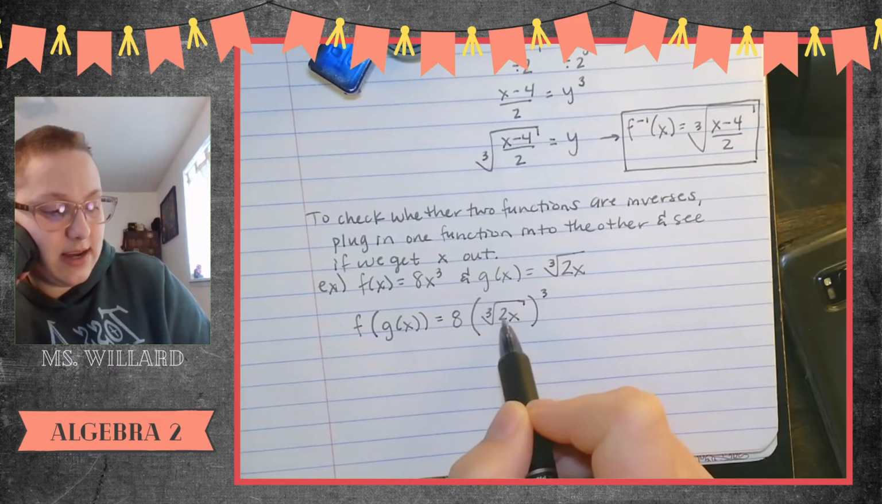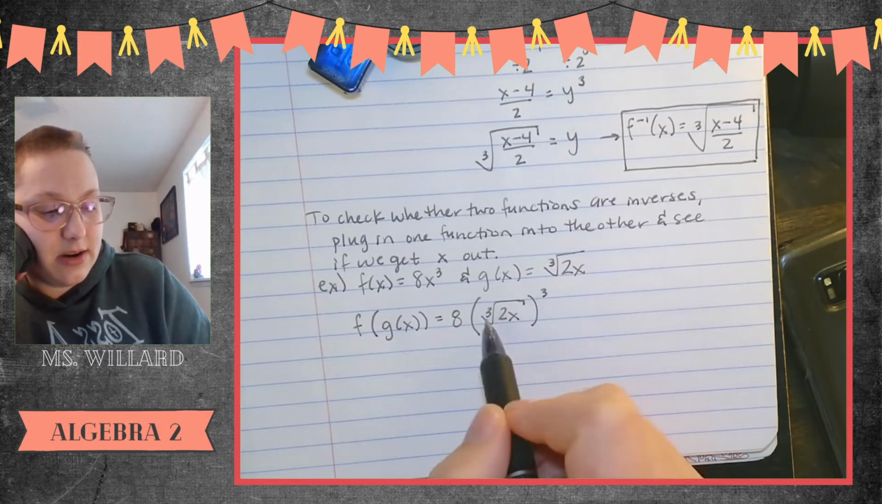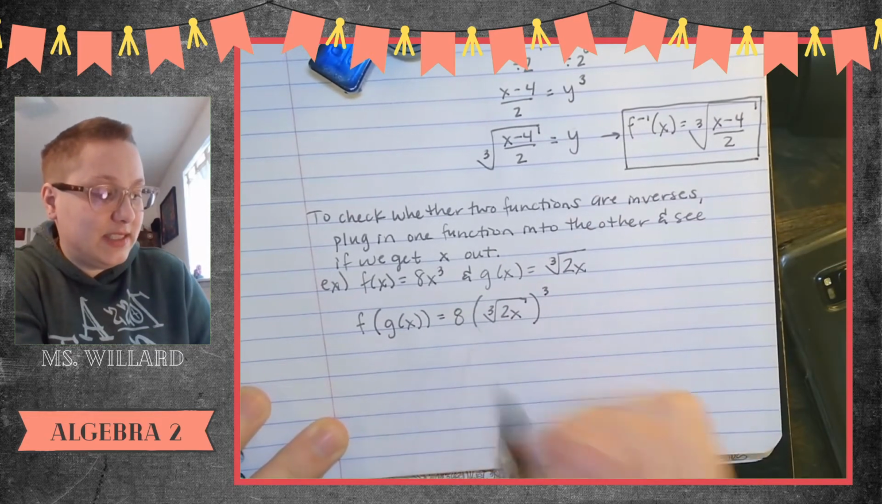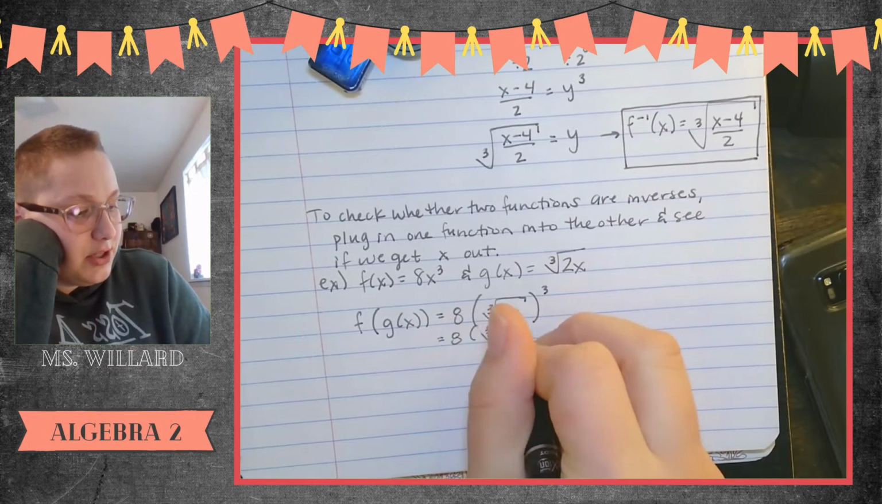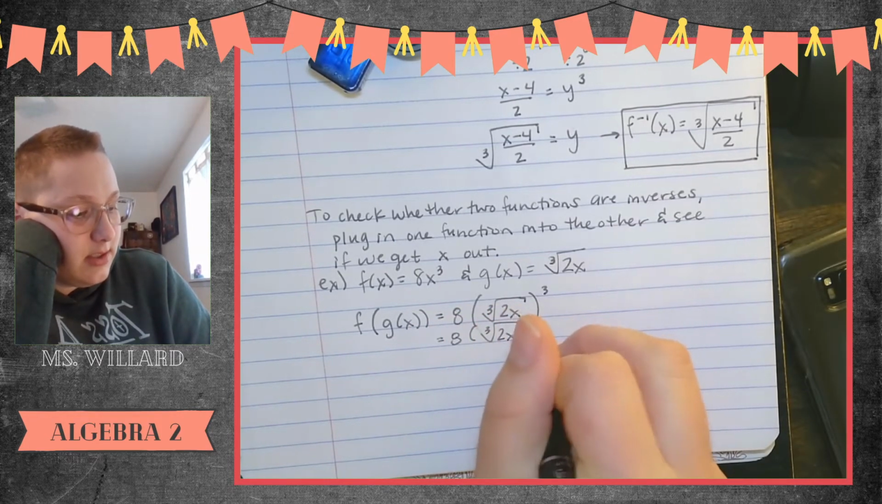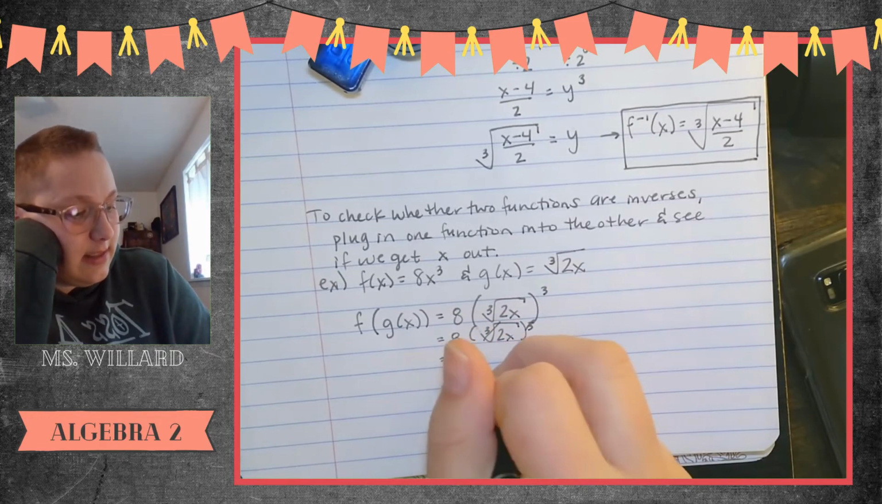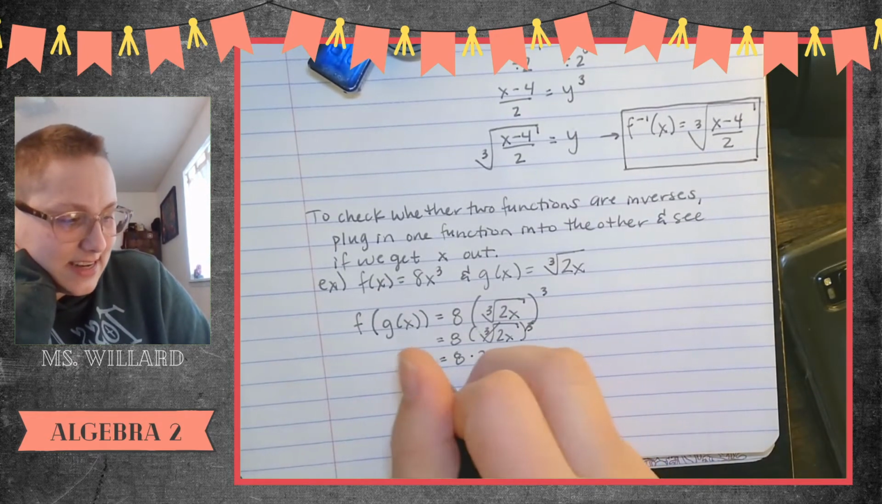This is just a 2x, but I can do the cubed root cubed. Those will cancel each other out, right? I'm going to show you all these steps because some people don't watch these videos. So I get 8 times 2x. That's not just x, that'll be 16x.